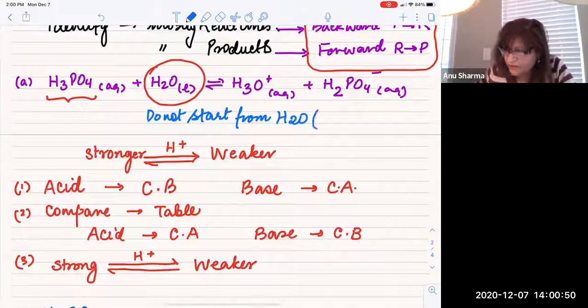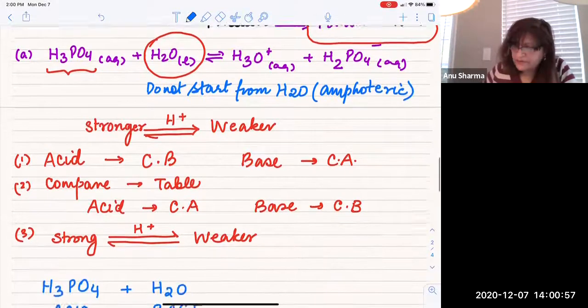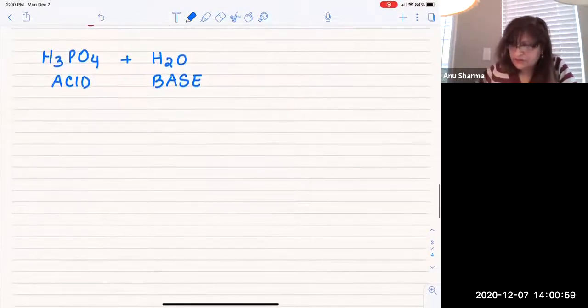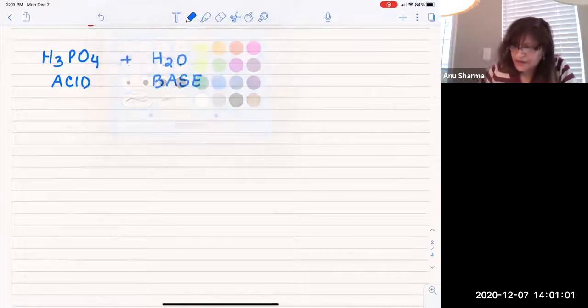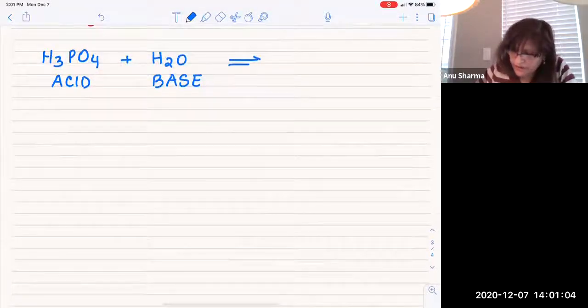because like I said, water is amphoteric in nature. Amphoteric means it could be an acid or a base. So you should look at the other species that are in here. So we have H3PO4, water, and this is giving you the hydronium ion.